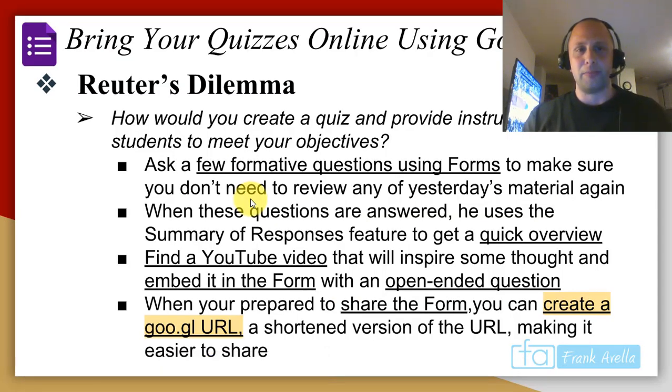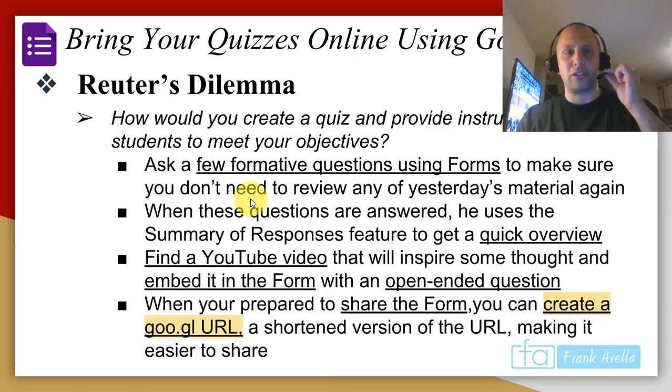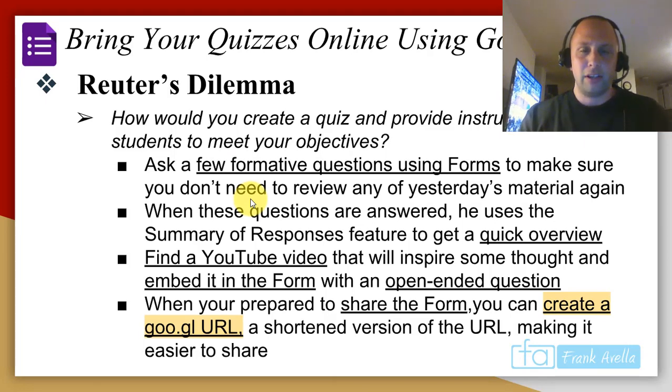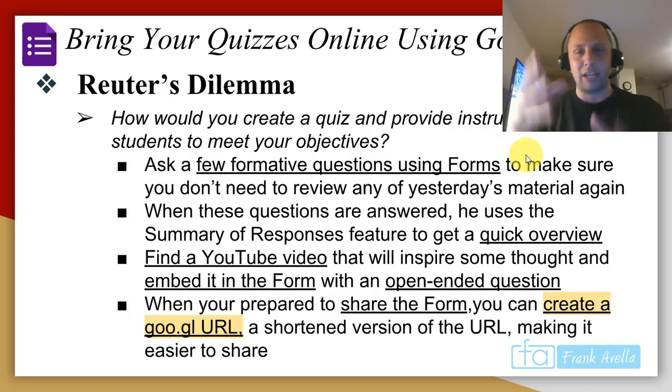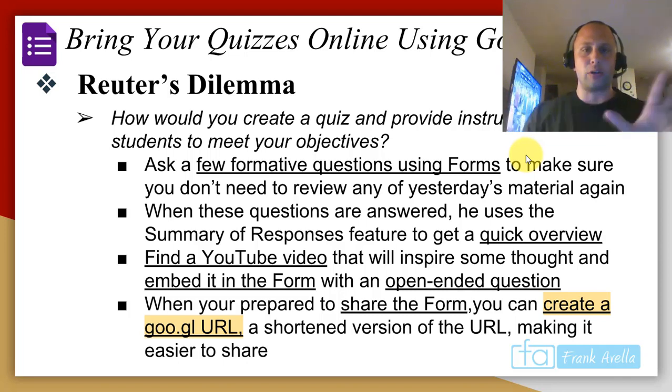All right, so here's a dilemma. How would you create a quiz and provide instruction for your students to meet the objectives? So how do you create a quiz and provide instruction? You ask a few formative questions using forms just to get an idea. When these questions are answered, use a summary of responses to get an overview. So maybe you want to create a quiz and you want to see what students already know. Send out a form, ask a couple questions, take a look at the summary of responses to get a quick overview of what they know, and you go, okay, these kids are confused on genetic transcription.